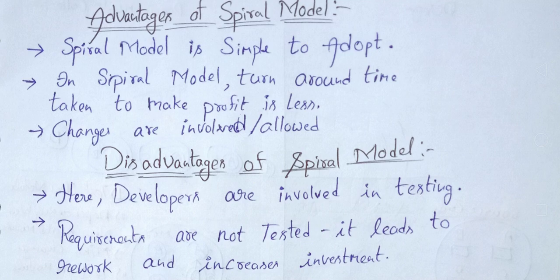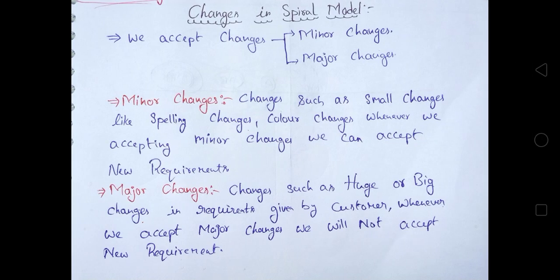We can accept changes in two forms: major changes and minor changes. See, changes in the spiral model are like this: minor changes and major changes. Minor changes are nothing but spelling mistakes, font size, color. We can accept them, and also we can accept new modules also. Minor changes mean small changes like spelling changes, color changes. Whenever we are accepting minor changes, we can accept new requirements also, because they are minor changes, and along with them we can accept new requirements also.